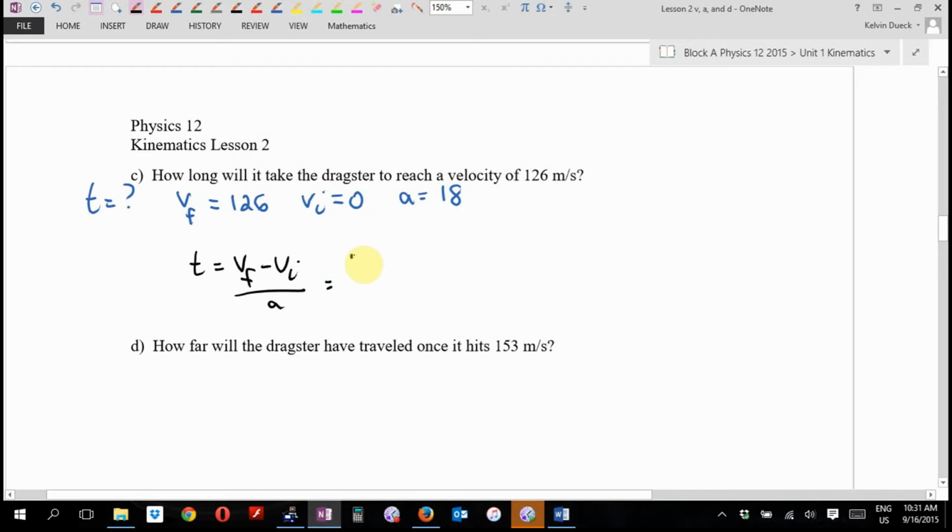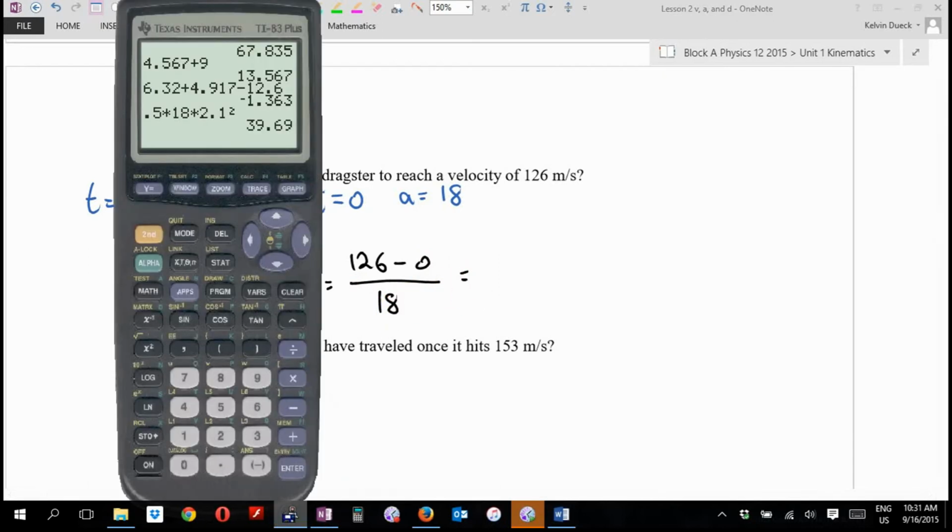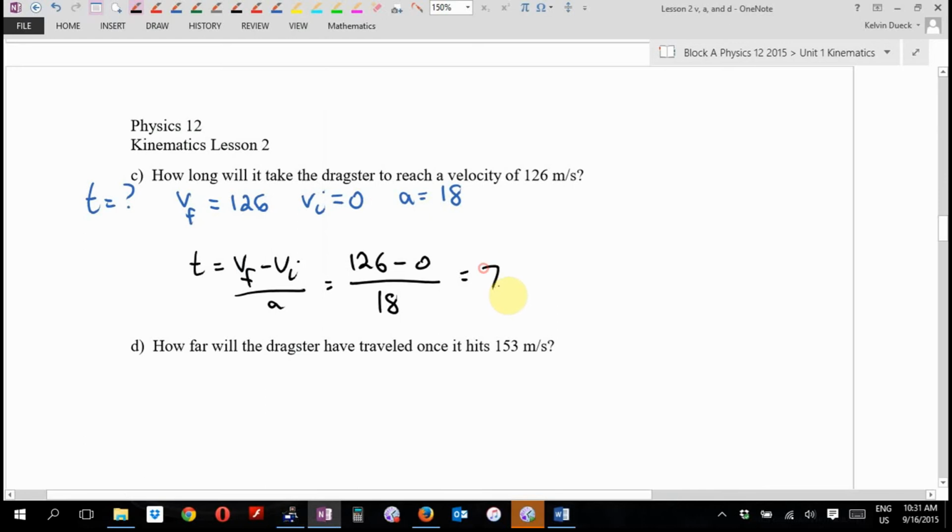Which is going to be 126 minus 0 all over 18. I probably didn't need to write the minus 0. Can I do this one in my, oh, maybe I can. Divide by 3, it's going to be 42. Divide by 3 again, it's going to be 14. Divide by, is it 7 seconds even? Okay. So I'll go 7.0, 2 sig figs. I can do math in my head.